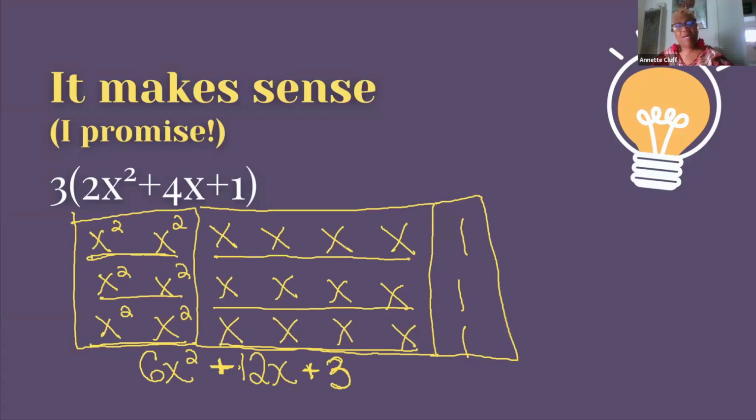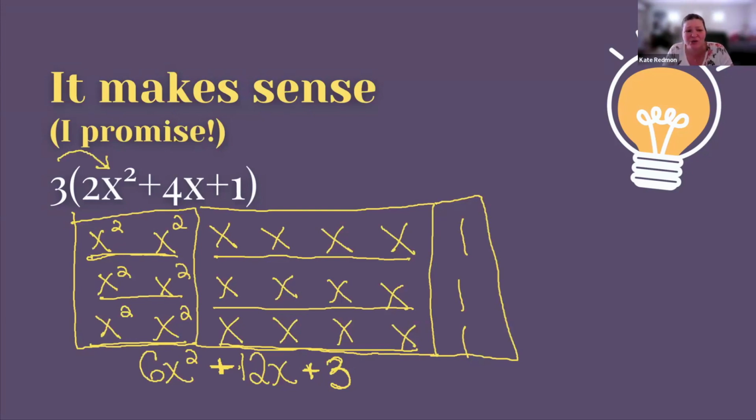I'm looking at 3 times 2, which would be 6x squared. 3 times 4 would be 12x. 3 times 1 is 3. Okay, I got it. Brilliant. Exactly what I wanted you to see. The lazy way. Yes, you can write it all out like this, but dear goodness, how much time do you think we have? We could just multiply.